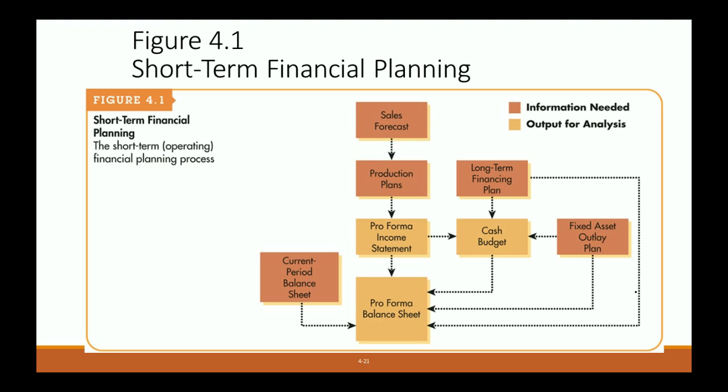So a short-term financial plan begins with a sales forecast. From this sales forecast, production plans are developed. These production plans are going to consider lead times and raw material requirements. From the production plans, labor, factory overhead, and operating expense estimates are developed. From this information, the pro forma income statement and cash budget are prepared. And these two together ultimately lead to the pro forma balance sheet.